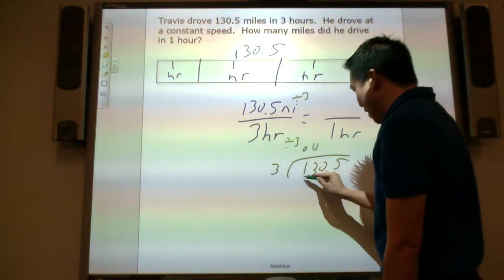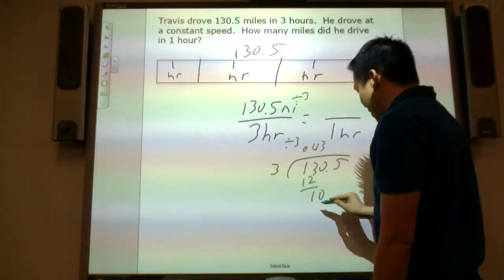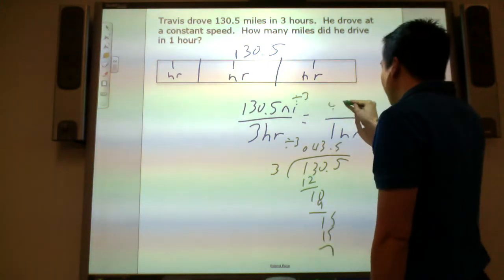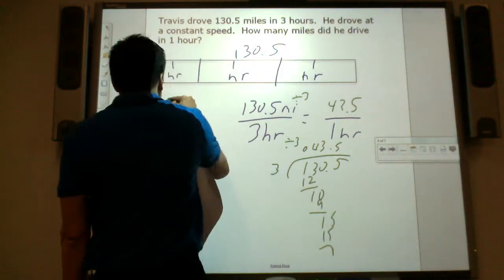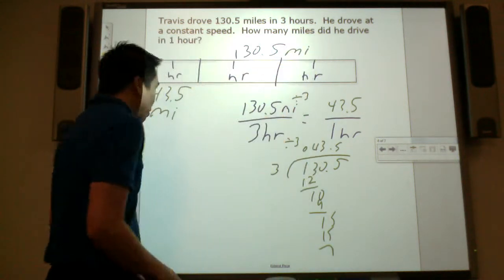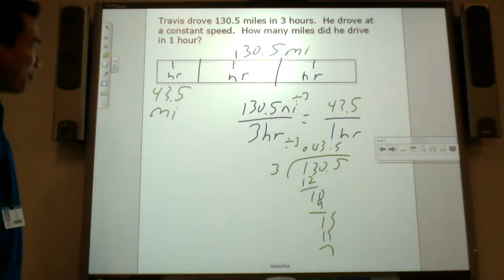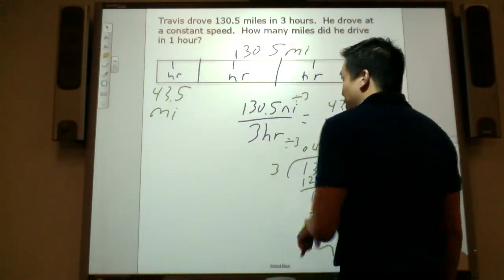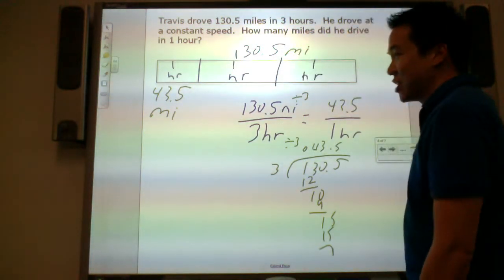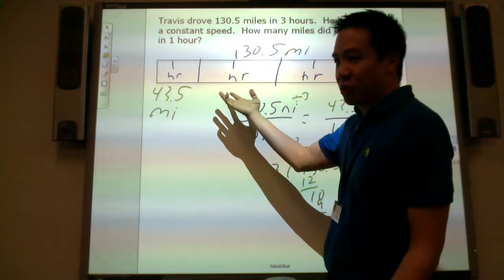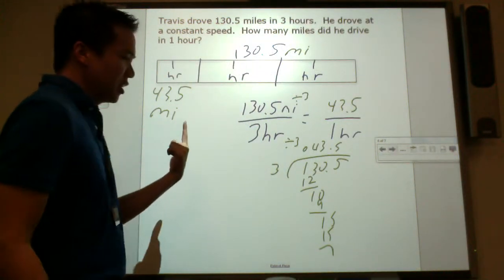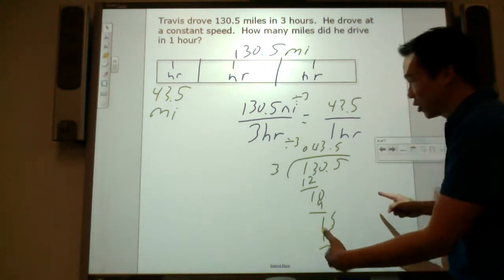0 goes in 4 times. This goes in 3 times. This can go 5 times. So each hour he drove 43 5/10 mile. 43.5 miles. 43 5/10 mile until he reaches 130 5/10 mile. So if you ask how much he drove in 2 hours, that'll be 86 5/10, 87 miles. If you had to ask that question.